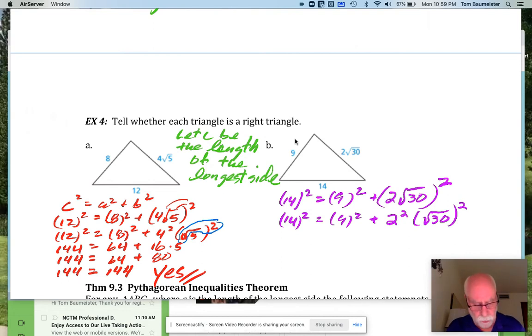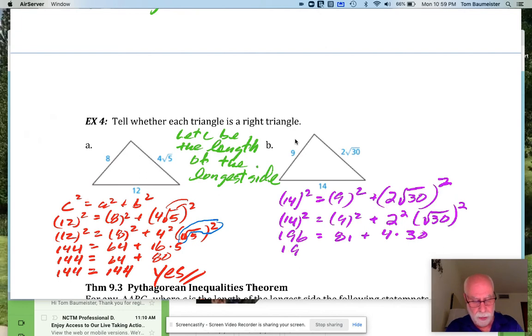So 14 squared is 196. The easy way to remember that is 13 squared is 169, and 14 squared is 196, so the 9 and the 6 flip. That's an easy way to remember it up to 14. Okay, so we know 9 squared is 81, plus 2 squared is 4. And again, the square root of 30 squared is just going to be the 30.